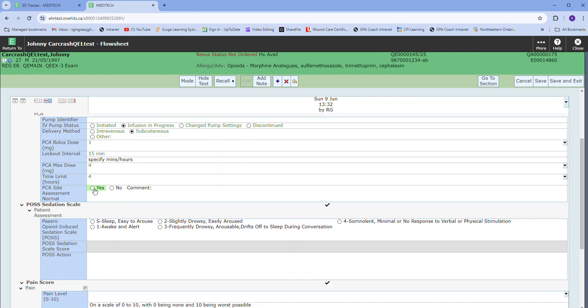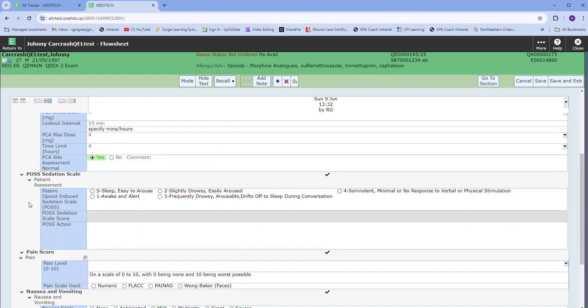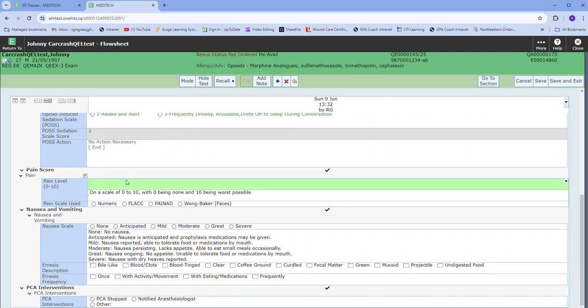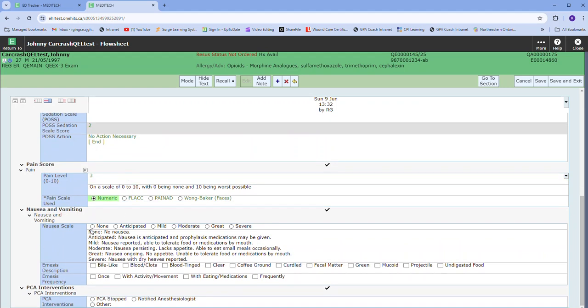And then the PCA site assessment, we're going to assess our PCA site. And then you have a sedation scale that needs to be done on the patient. So we'll say in this case that our patient's slightly drowsy but easily rousable, which is probably a good level to be at. And then you want to document the most recent pain level for the patient. So we'll say that our patient's pain level is reasonably controlled at 3, and they're not nauseated. And we can indicate here there's no nausea, there's no emesis, so we're good there. And then there's no intervention at this point. We're not stopping, we're not notifying anesthesiology.